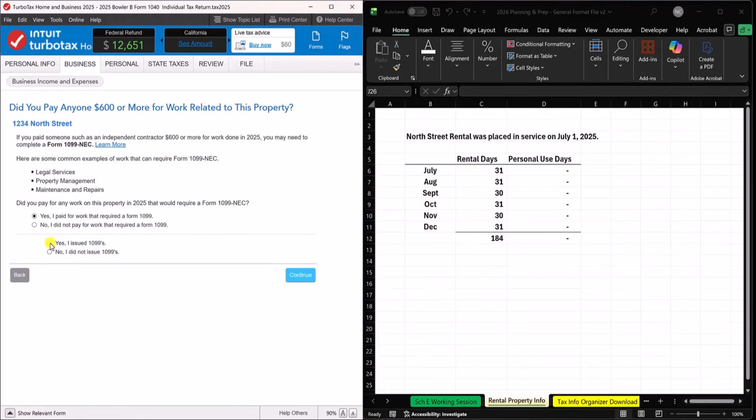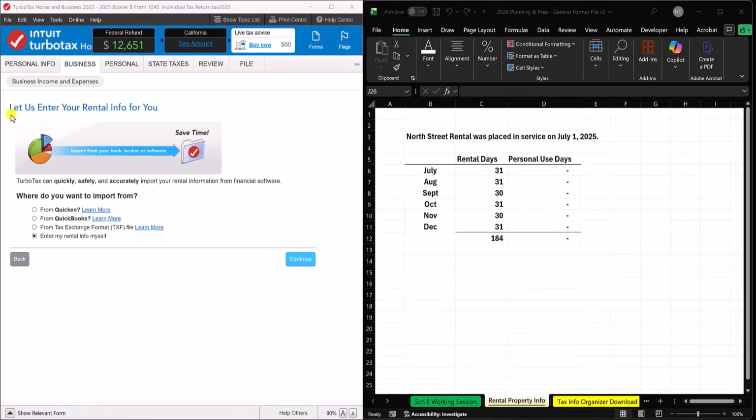And the second question is just going to be, did you actually file the 1099s, which would be due by January the 31st of the subsequent year, January the 31st of 2026 in this case? And we're going to say yes, that we filed those 1099s. If those situations do not apply to you, just go ahead and select no right here.